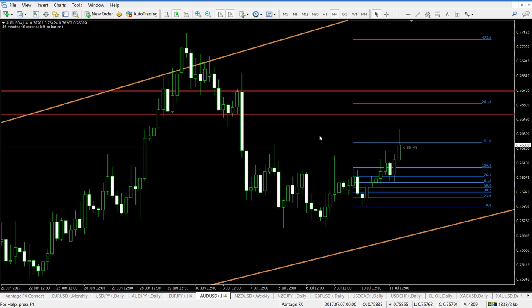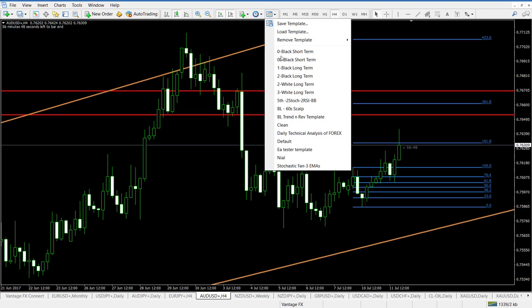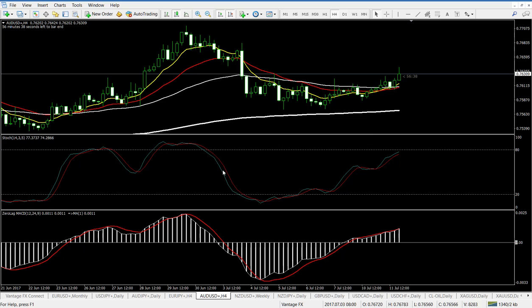In the next level, we're going to use some indicators to get a better entry. I put all of them together in a template, but you can add them yourself. This is a stochastic, this is MACD, and there are some moving averages: 3, 8, 21, 50 and 200. So you can do that easily.